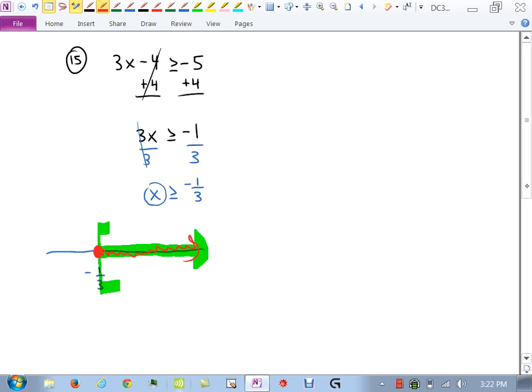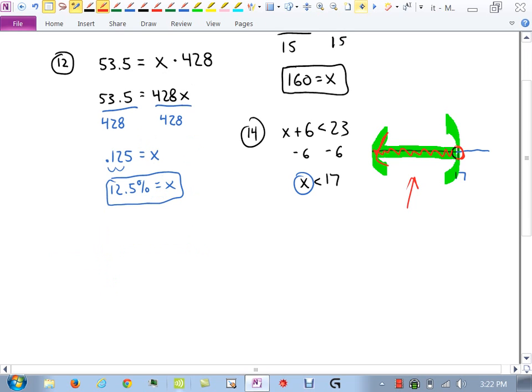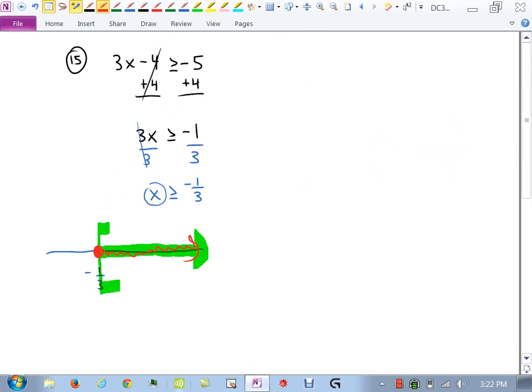Hey, hold on. On that previous problem, did I do solid dot? Oh, no, I did open circle. Okay, good. Open circle means don't include. Solid dot means include.